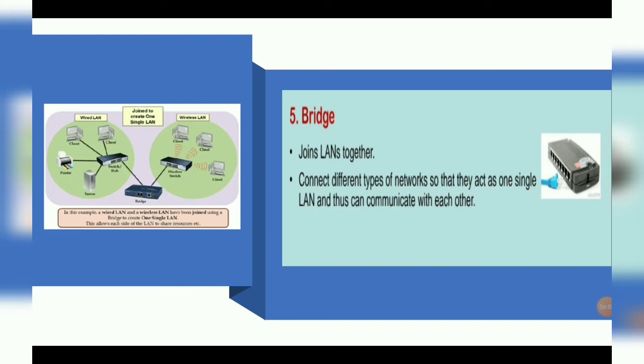Next comes bridge. Bridge joins different LANs together. So it joins LANs again. LAN is a local area network. It connects different types of networks so that they can act as one single LAN and can communicate with each other. So it joins different types of networks. Maybe it can connect a WAN and a LAN.